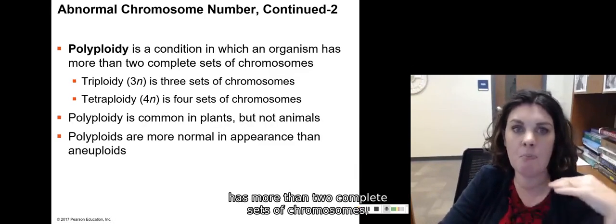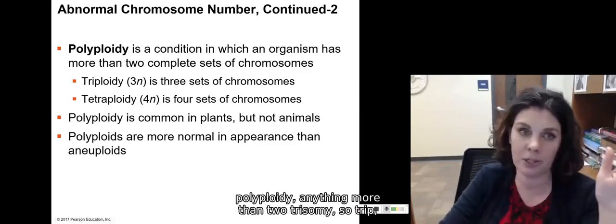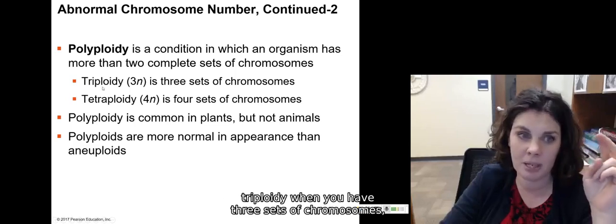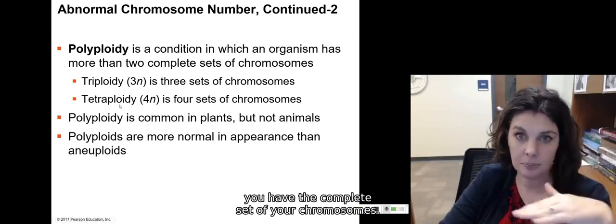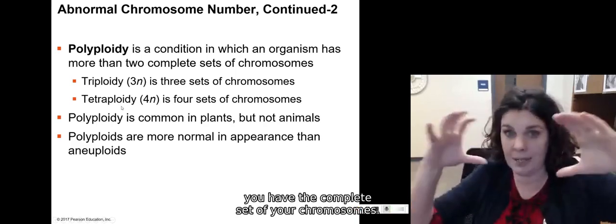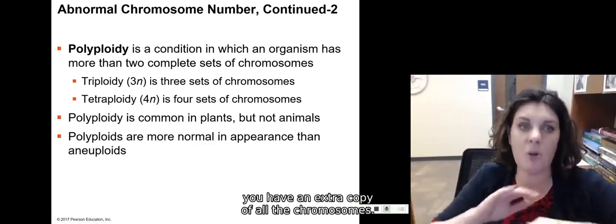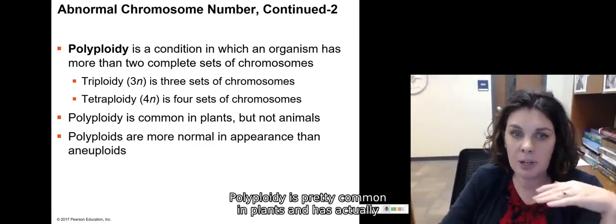Polyploidy is a condition when an organism has more than 2 complete sets of chromosomes. So polyploidy, anything more than 2. Triploidy, when you have 3 sets of chromosomes. Tetraploidy, when you have 4 sets of chromosomes. You have the complete set of your chromosomes. Not only do you have an extra copy of one chromosome, you have an extra copy of all the chromosomes.